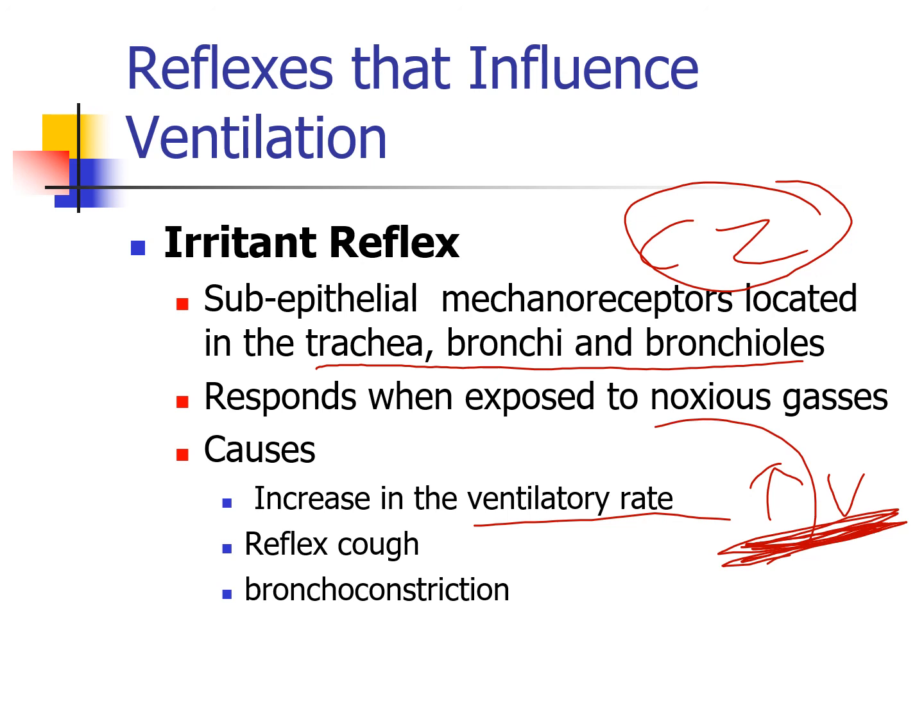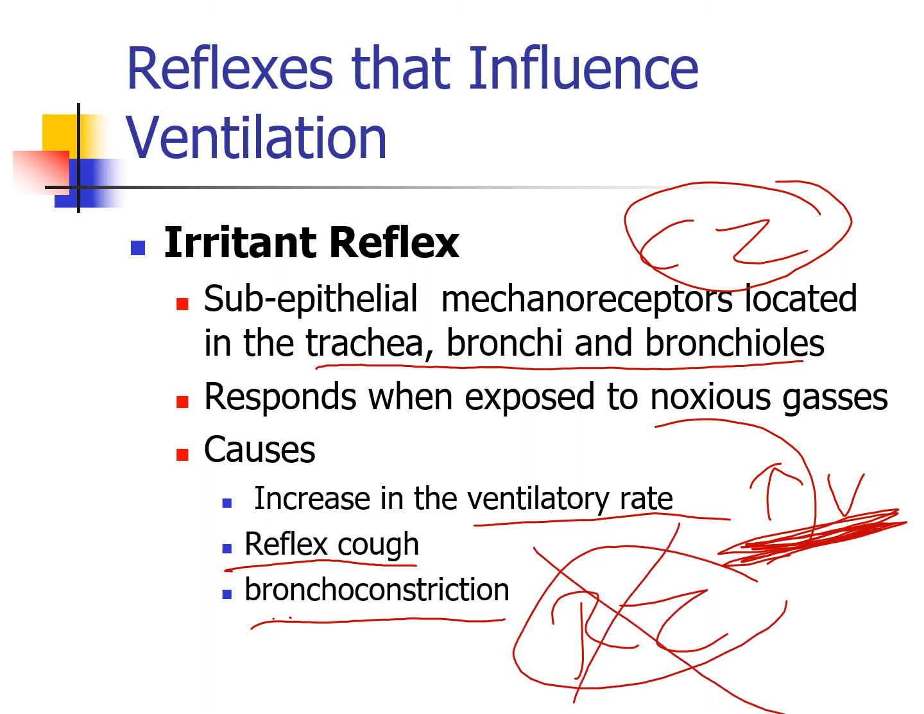I'm trying to ventilate to get it out of my system. So that's why it causes you to increase your minute ventilation. Obviously, it should also cause a cough reflex and bronchospasm. Both of these are to help keep it from getting to your respiratory zone. So the whole idea between these two is to stop it from getting into your respiratory zone, right?